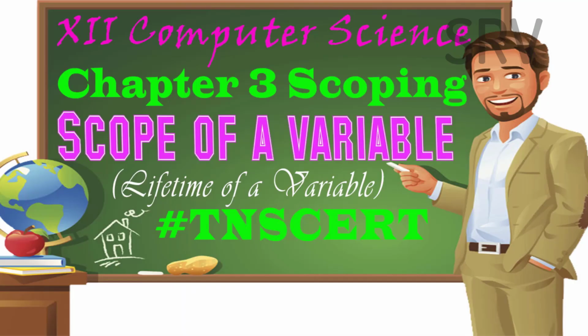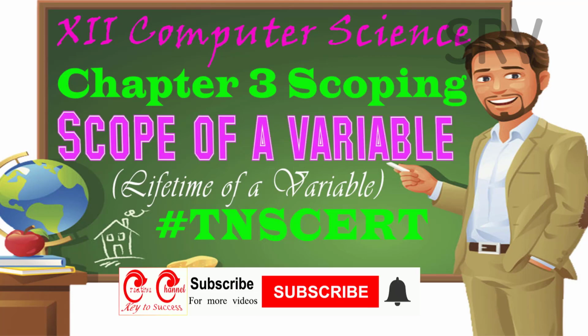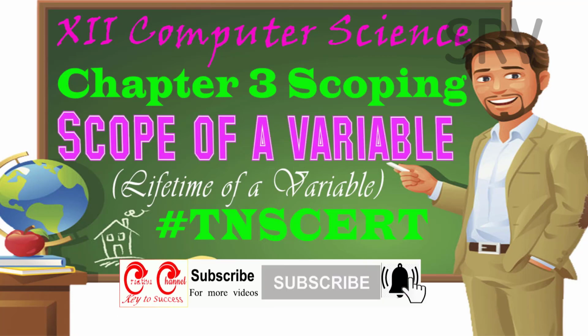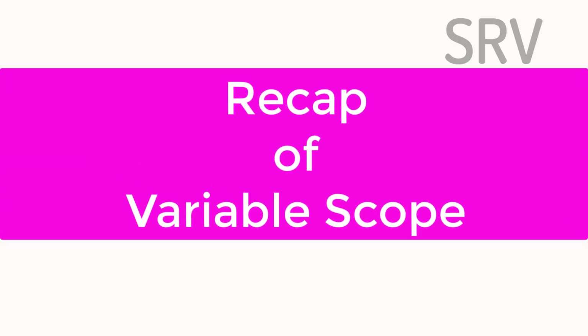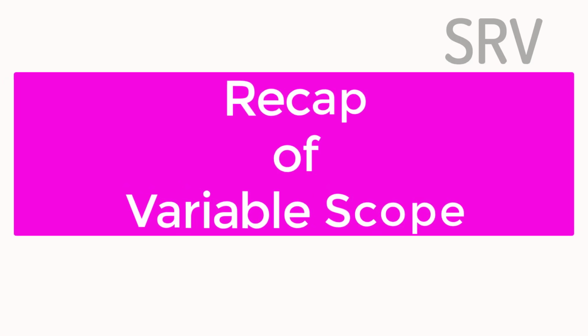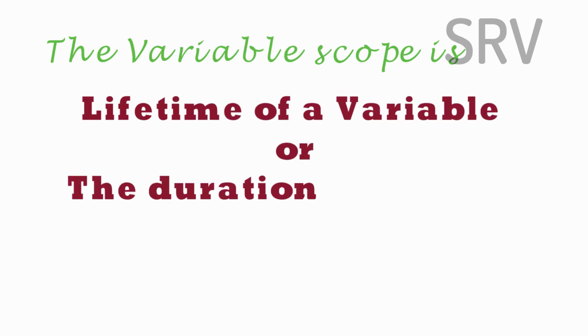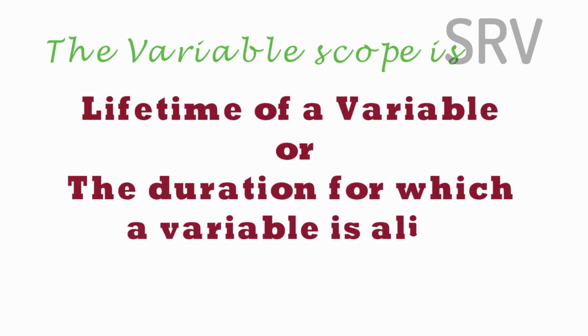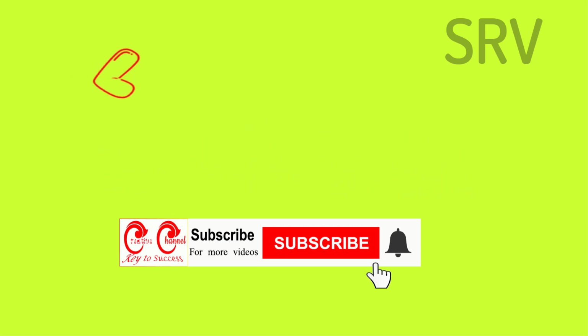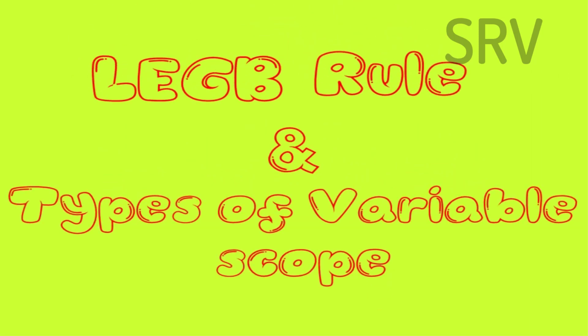In our previous video, we saw what variable scope is. Now just have a small recap of what variable scope is. The variable scope is the lifetime of a variable or the duration for which a variable is alive. So this is called variable scope. In this video, we are going to see about LEGB rule and types of variable scope.